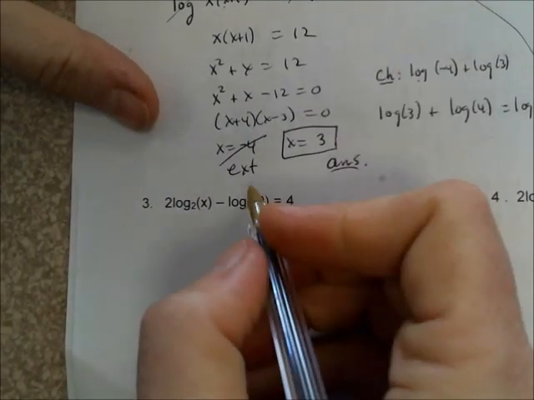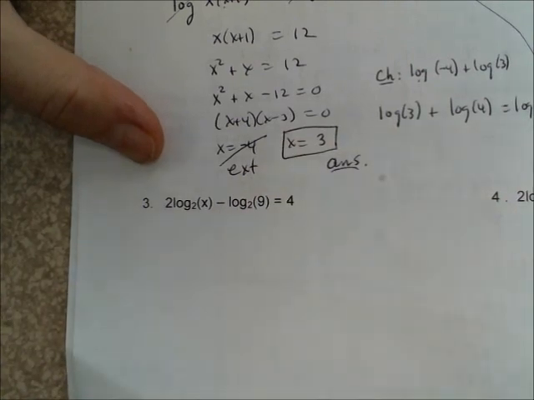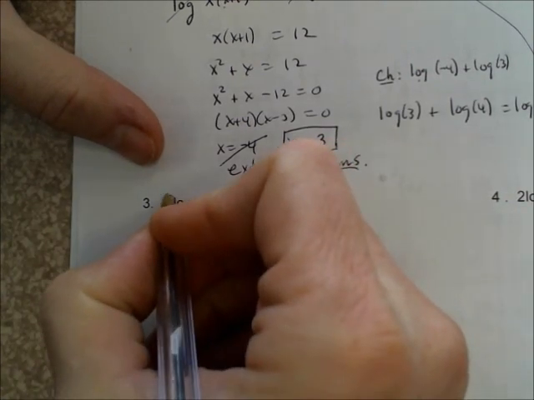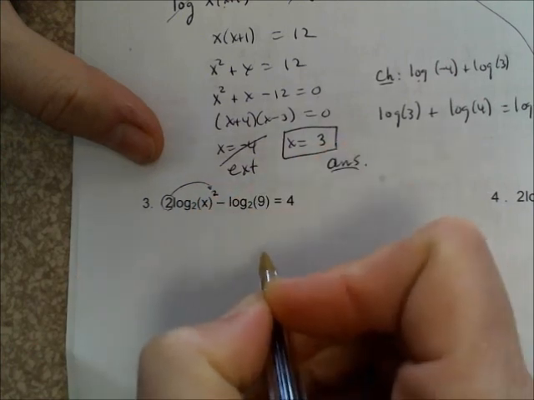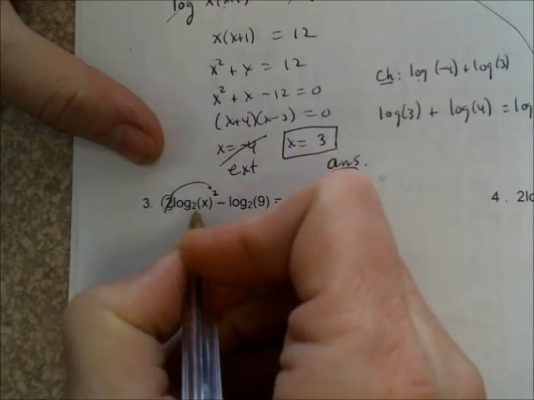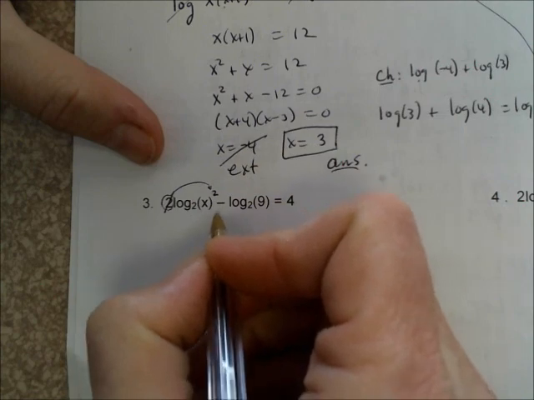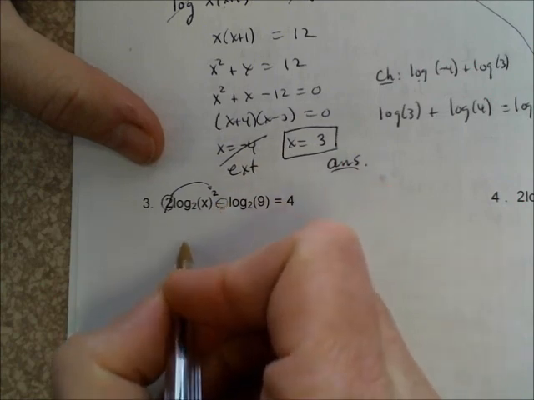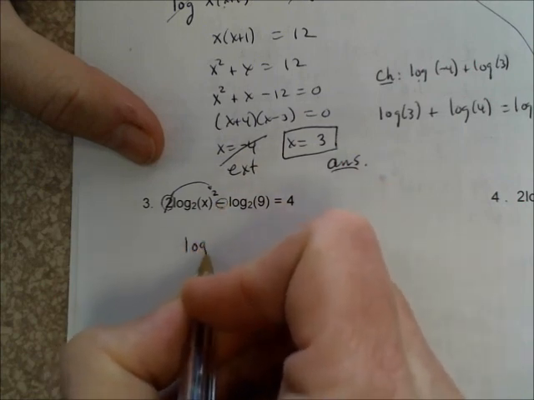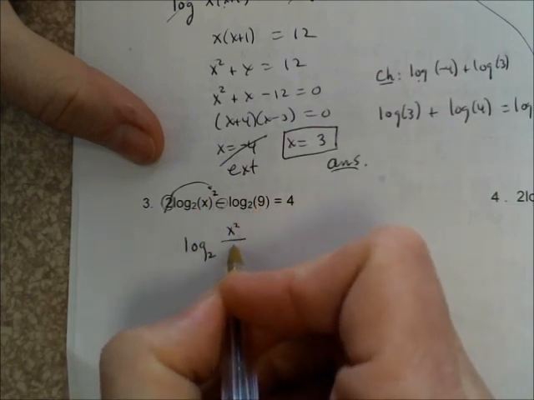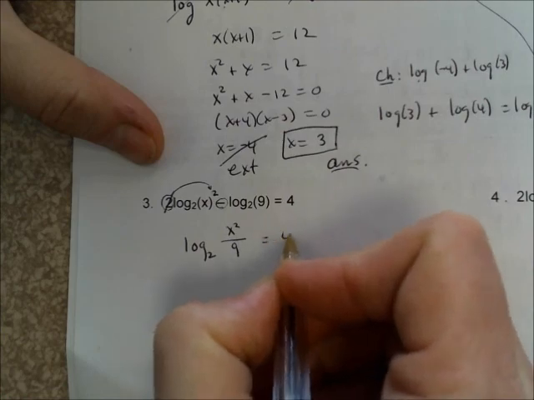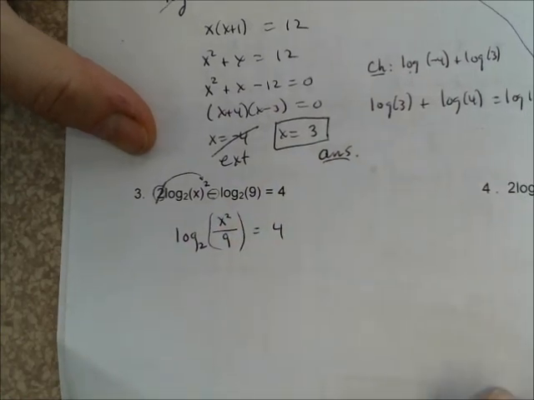Number 3. We have to condense the left side. The first thing we see is a 2 as a coefficient, so we can bring that up as an exponent. So this is actually log base 2 of x squared. Now we have a subtraction here. So we have the log base 2 of the first argument, x squared, divided by the second argument, 9, is equal to 4. Put that in parentheses.